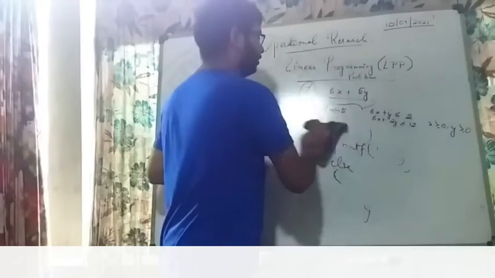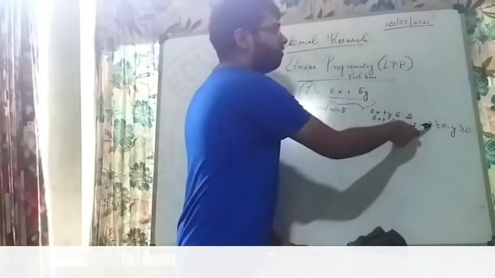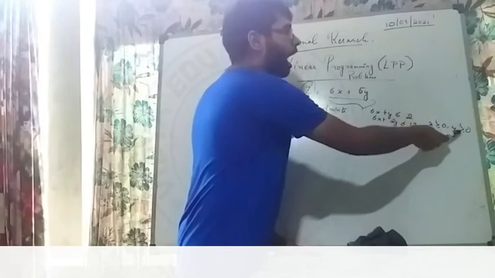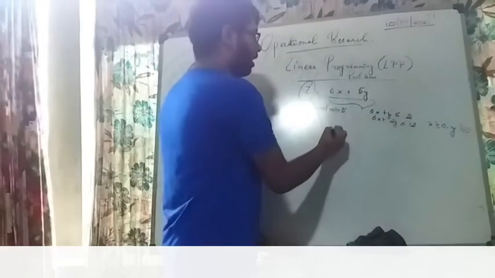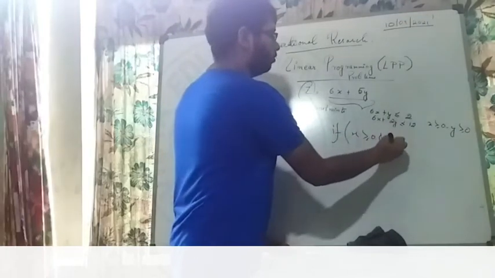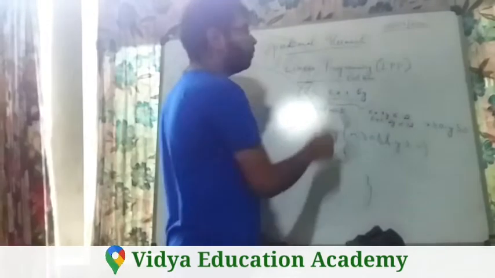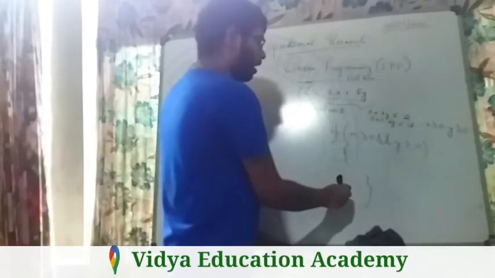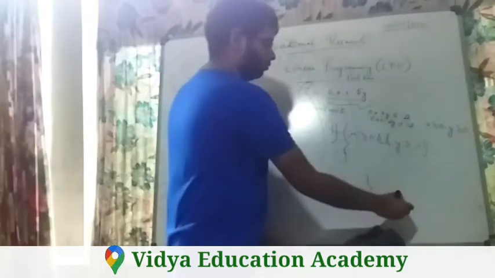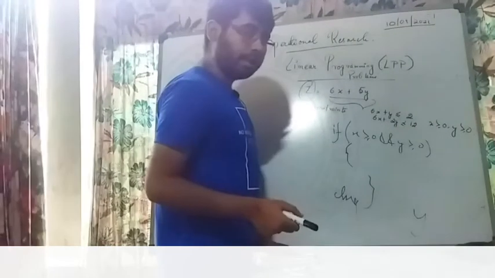Second thing, we have to check that the value of x is greater than or equal to 0 and the value of y is greater than or equal to 0. Only then will the program be executed. If x is greater than or equal to 0 and y is greater than or equal to 0, then the program will be executed, else a message will be printed that we cannot solve this linear programming problem.